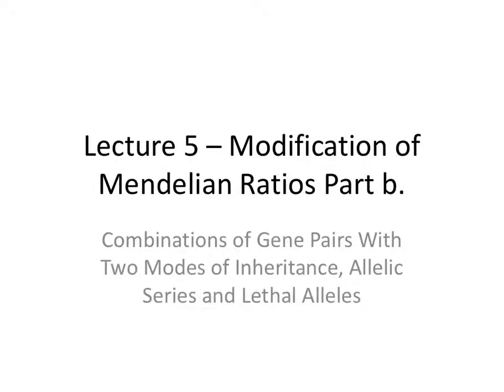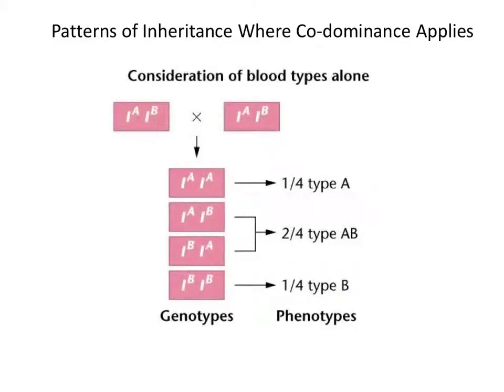Alright, in this second part we're going to talk about combinations of gene pairs with two modes of inheritance, talk about allelic series and lethal alleles. In the previous lecture, part 1, I explained the ABO blood grouping system. Let's now consider the implication of that system on the patterns of inheritance observed.